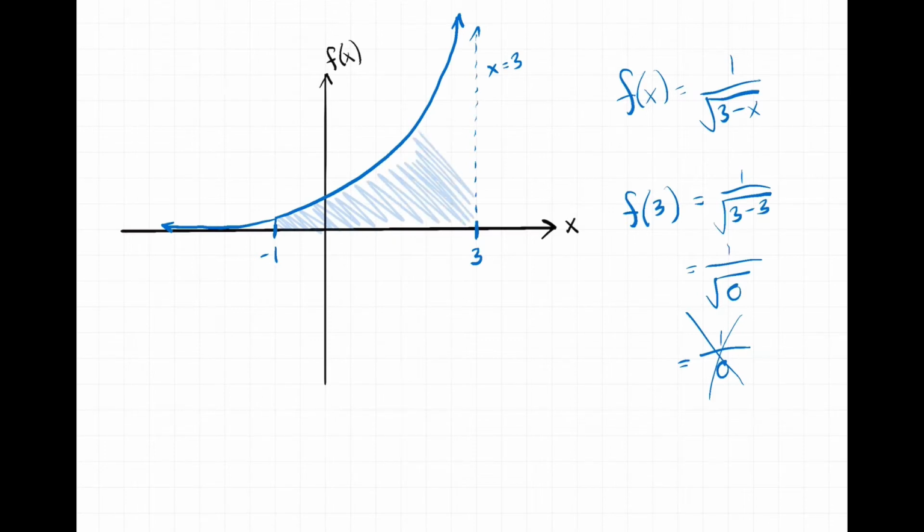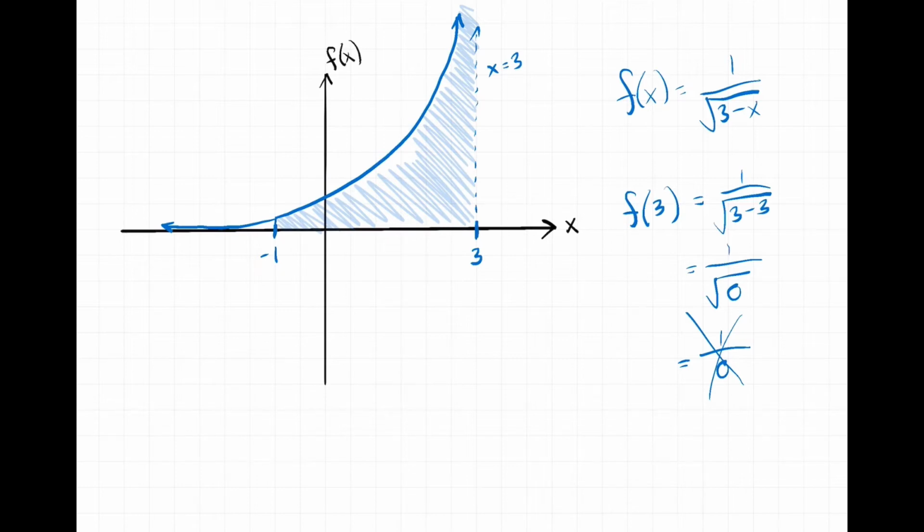Now we have the same problem that we had with our type 1 improper integrals, that the region whose area we want to find is unbounded. This region is bounded in the x direction. It goes from -1 to 3. But in the y direction, it keeps on going up and up and up forever.